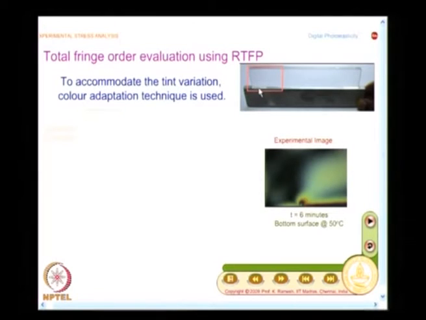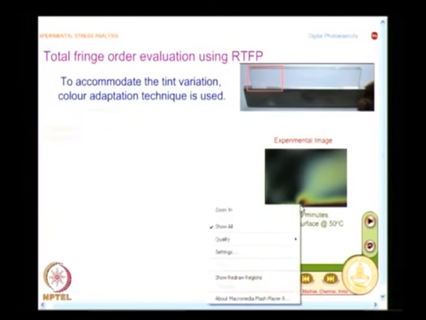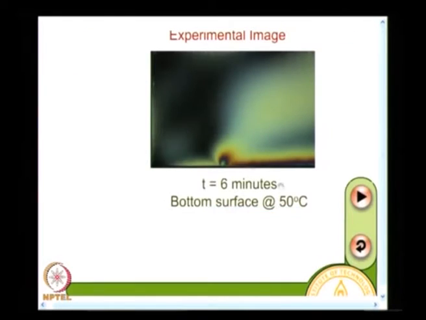What you have here is an aluminum bar and a polycarbonate, and you have two edge cracks on this. The aluminum is heated from the bottom, and at the tip of the crack you see the fringe pattern like this. The bottom surface of the aluminum is kept at 50 degrees, and this will vary as a function of time, and at t equal to 6 minutes this image is recorded.